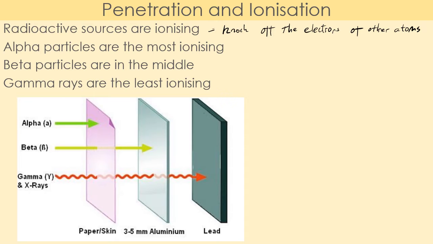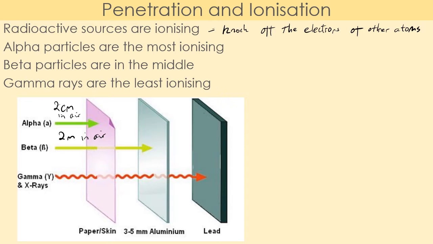If we look at the penetration, so the distance they can go, alpha particles can travel about 2 centimeters in air before they stop, because they're ionizing any air particles they come into contact with. They can be quite easily stopped by a thin sheet of paper or your skin. Beta particles can travel through paper and skin fairly easily, but will be stopped by a thin sheet of aluminium. Their total distance in air is about 2 meters.